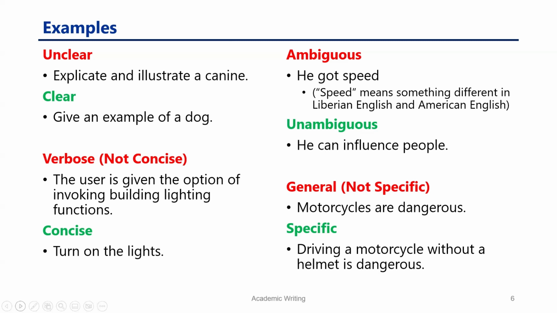An example of being ambiguous is he got speed. Not everybody agrees on the meaning of speed. Speed means something completely different in Liberian English and American English. In American English, speed means going fast. So to be unambiguous, you would say, he can influence people.